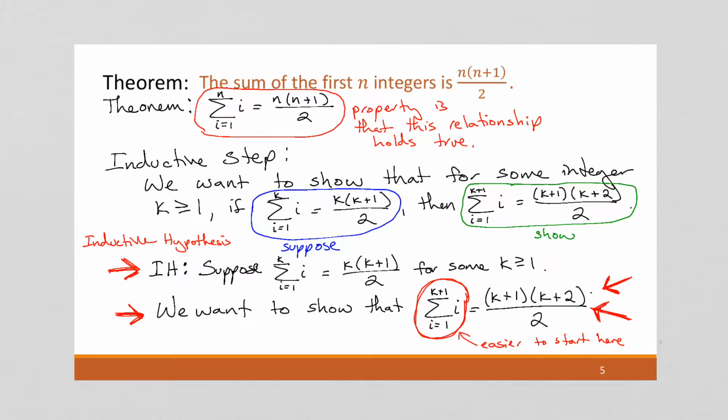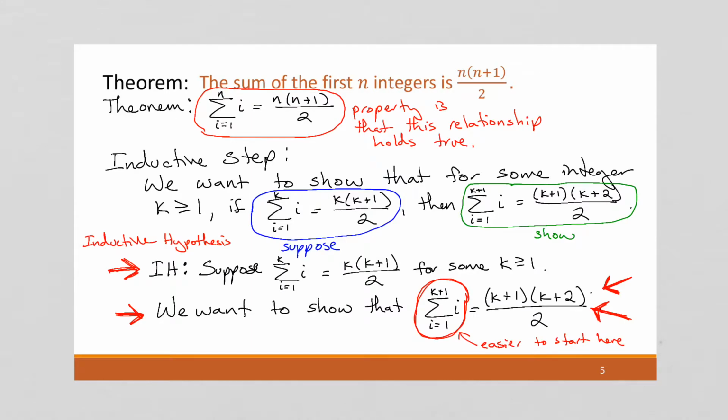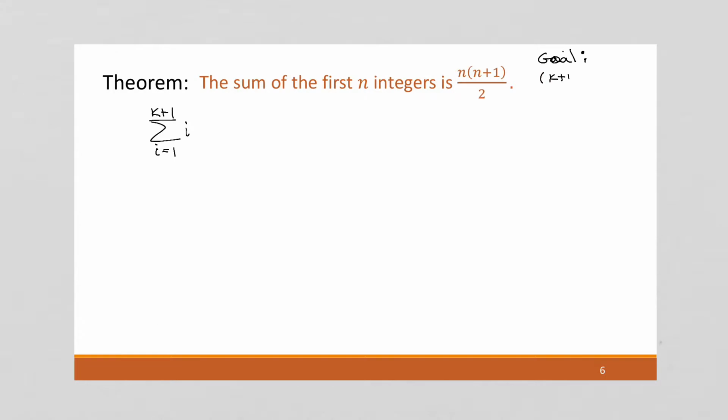So let's write this down on the other page. So our goal is to get, what was that? K plus 1 times K plus 2 over 2. Okay, so we're starting over here with our summation. And what can I do with this? Well, there's not a lot. I could expand it. I could do this. I could do that.